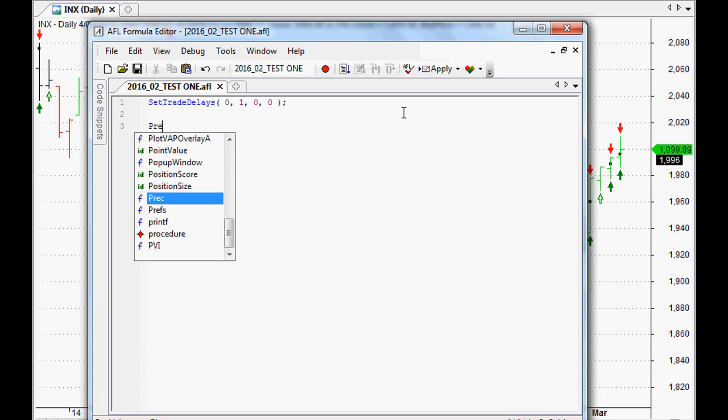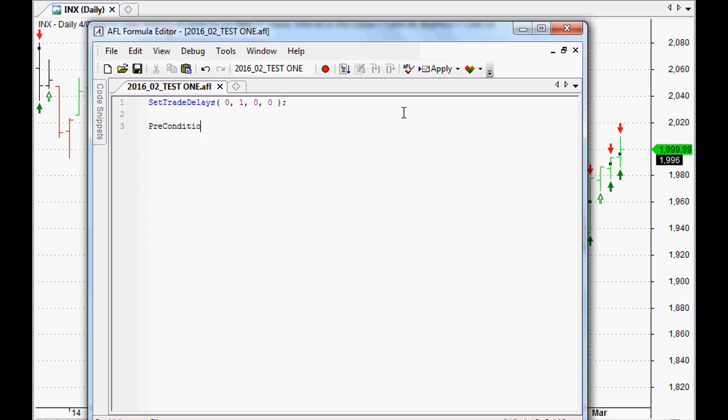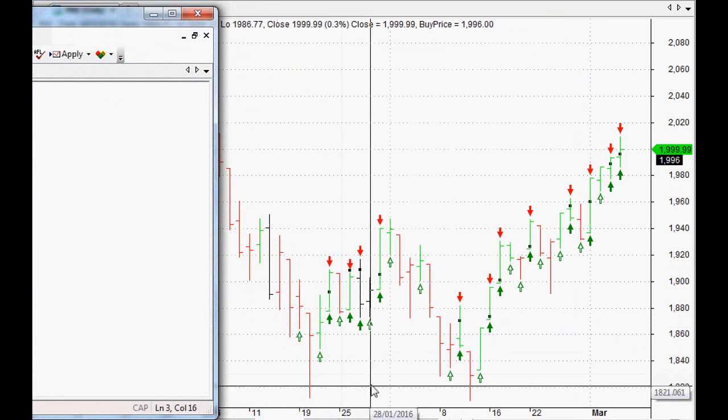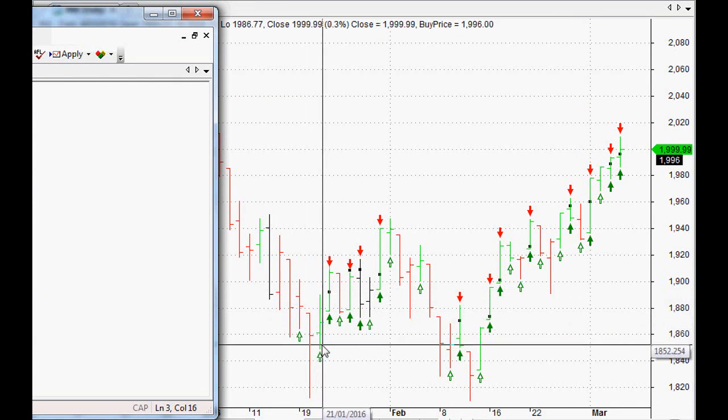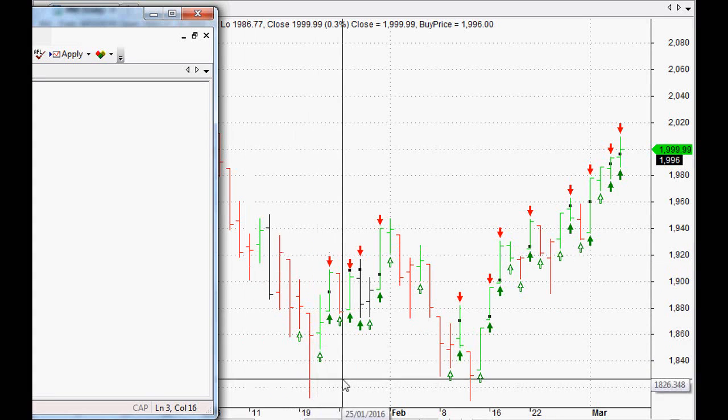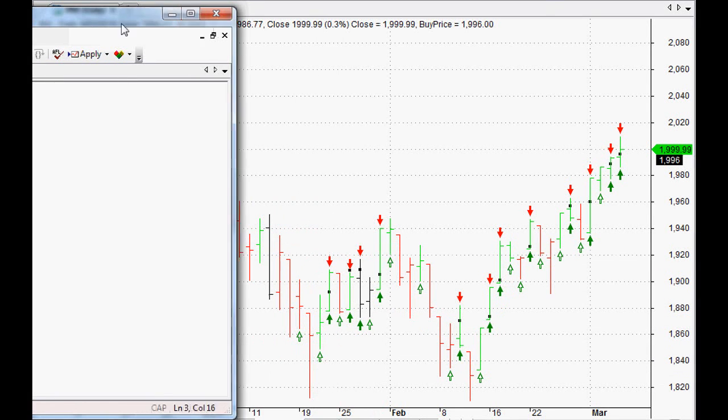Now, what I'm looking for is a precondition. What I'm doing here is just setting up an array. You can call this anything you like. I'm just running with the flow of my code, so I'm going to call it the precondition for the trade setup. That is that we have the narrowest range in price of the last 7 days. So in other words, this bar here is narrower than the average of the last 7 days' ranges.